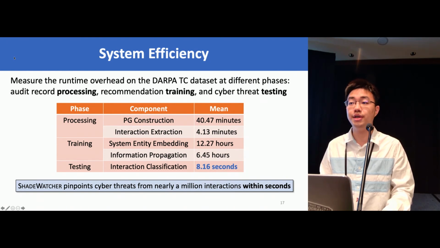within several seconds. We would like to point out that we obtain these results by running ShadeWatcher on a GPU machine. By further evaluating ShadeWatcher on CPU machines, we observe that ShadeWatcher can still finish system entity interaction classification within 4 minutes, which is still practical in real-world scenarios.